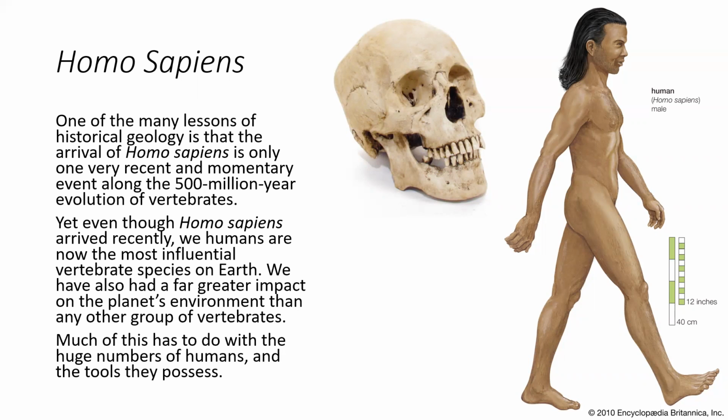Yet even though we arrived just recently, we have had the most influence of any other vertebrate species on Earth. We've made a far greater impact on our environment than any other group of vertebrates, right? Again, the most recent time that an organism had such a great impact on Earth would have been the evolution of specific types of plants and the evolution of algae, right? So since then, no other vertebrate has ever had such an impact on Earth as we have. And much of this has to do with the sheer number of us and that we have thumbs, we're intelligent, and we can make tools.